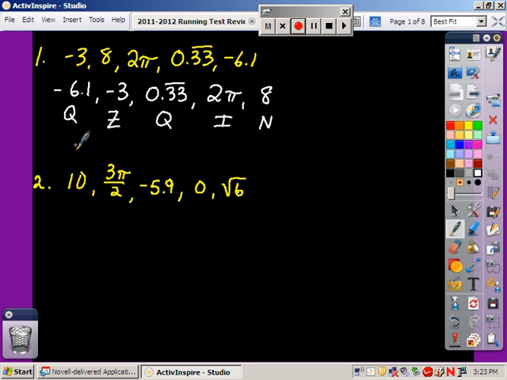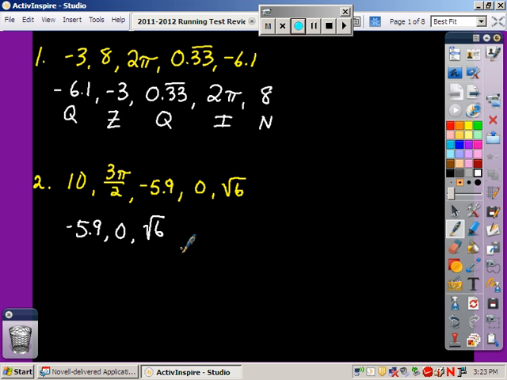For number 2, again, I'm going to try to do this without a calculator. I see negative 5.9. That's definitely the lowest number. All of the other ones are bigger than 0, so 0 is up next. Square root of 6 is a little less than 3, I would imagine. So we're going to go square root of 6 next.